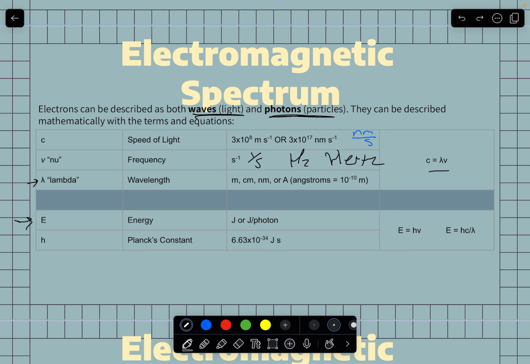You can convert between wavelength and frequency using c equals lambda nu. So the speed of light is equal to the frequency times the wavelength. When we talk about energy, you have two equations. Energy is equal to Planck's constant times the frequency, and energy is equal to Planck's constant times the speed of light divided by the wavelength.